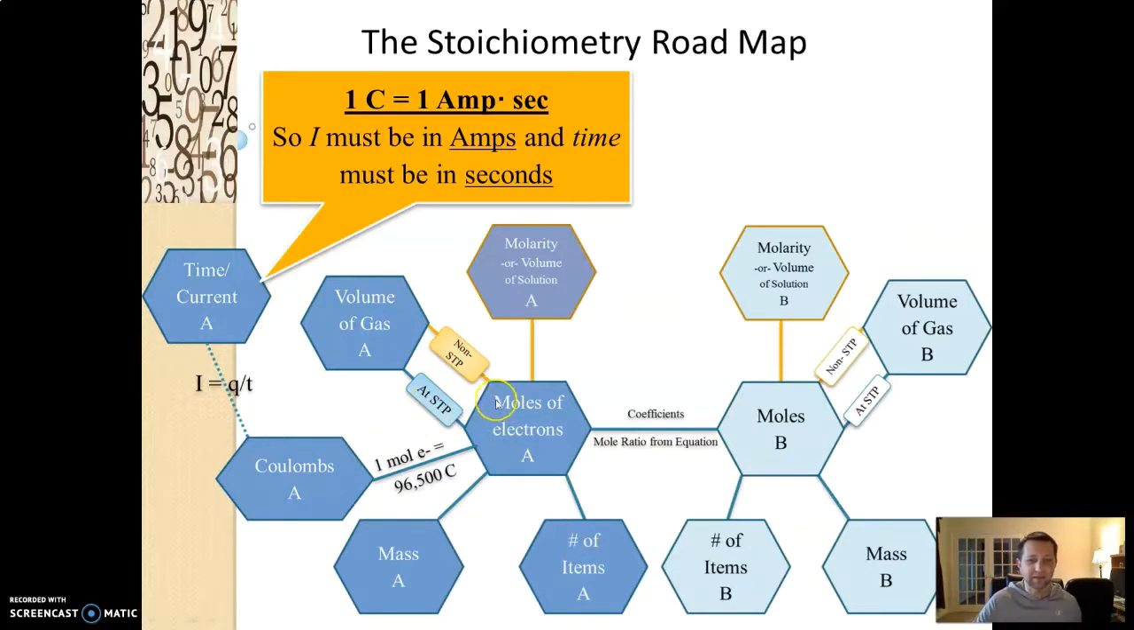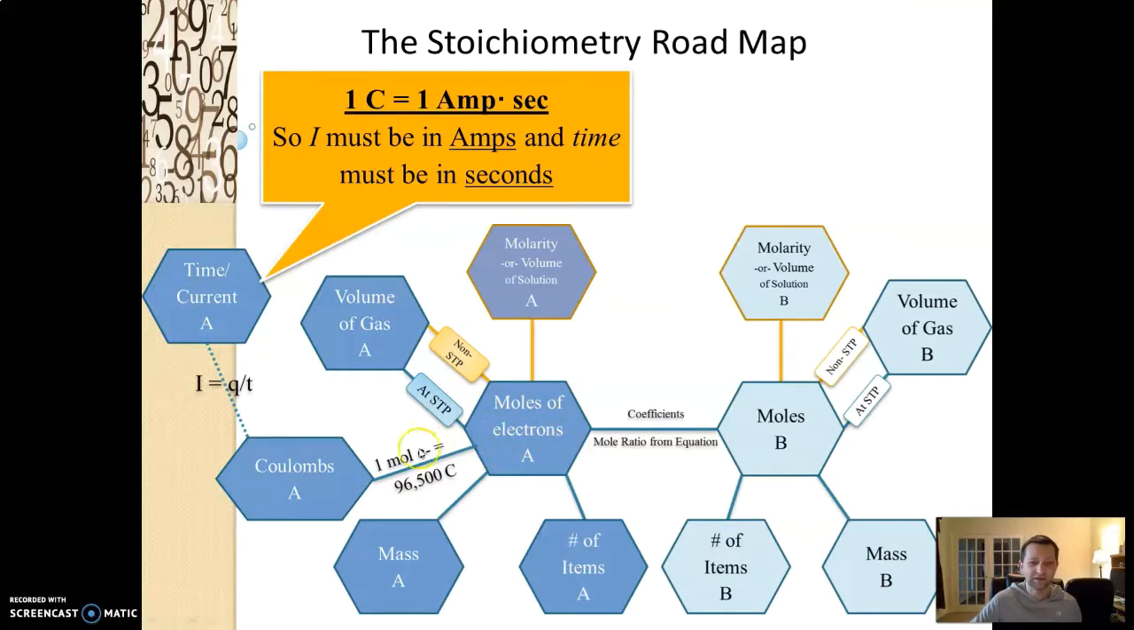But I need to look at moles of electrons. Okay, that's what we're really focused on with our electrochemical cells, right? How many electrons are moving. So I need to figure out my moles of electrons, and we do that by balancing our redox equations.